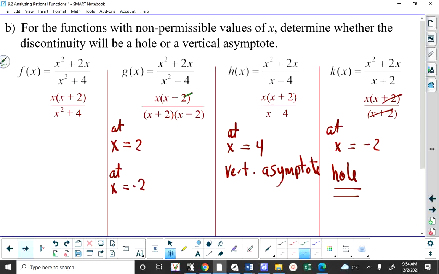With g of x, x plus 2 cancels with x plus 2, which means that at -2, you have a hole, because the zero of the factor that cancels is -2, and the rule is if that factor cancels, you get a hole. And at x equals +2, you have a vertical asymptote. And then there's nothing over here for b. There are no non-permissible values. As Evan pointed out, it's defined for all real numbers. So you can't have any holes, you can't have any vertical asymptotes.